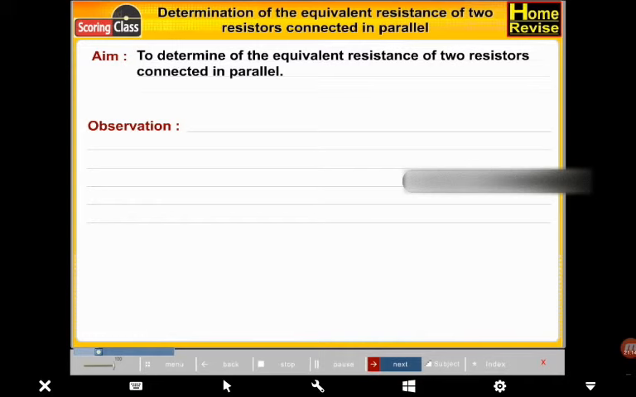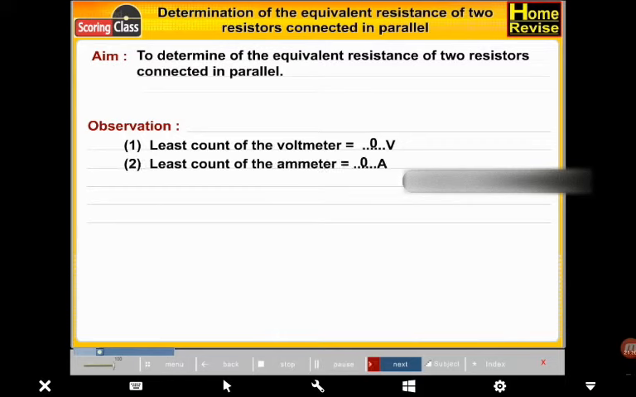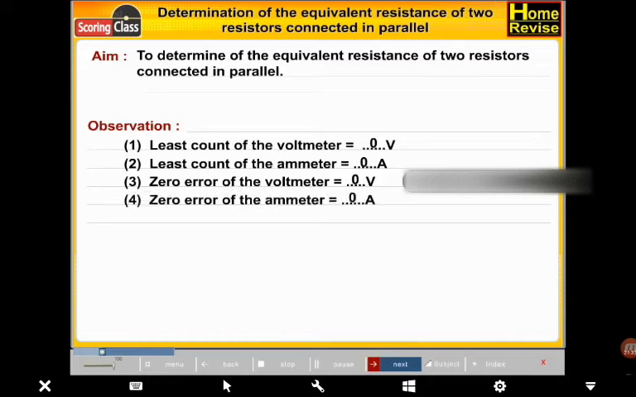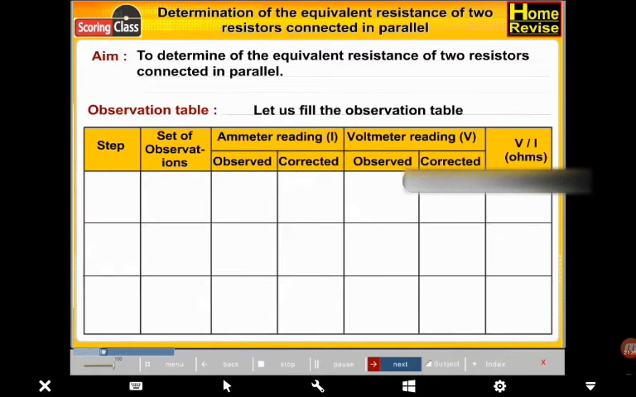Observation. Number 1. Least count of the voltmeter is 0 volts. Number 2. Least count of the ammeter is 0 amperes. Number 3. Zero error of the voltmeter is 0 volts. Number 4. Zero error of the ammeter is 0 ampere. Now let us fill the observation table with columns: step, set of observations, ammeter reading I observed, corrected, voltmeter V observed, corrected, V upon I in ohms.